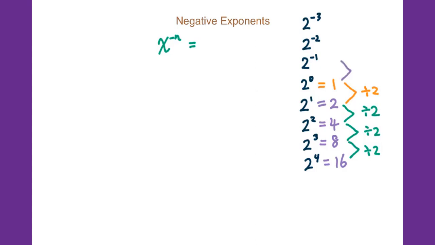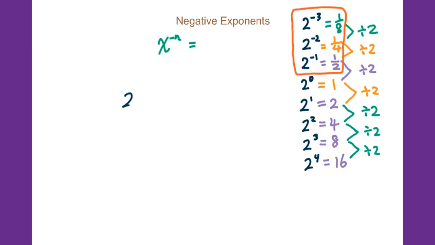Then keep dividing by 2, you will get 1/2 here. So you get 2 to the negative first power equals 1/2. Keep dividing by 2. 1/2 divided by 2, you will get 1/4. Then 1/4 divided by 2, you will get 1/8. Let's use these results.